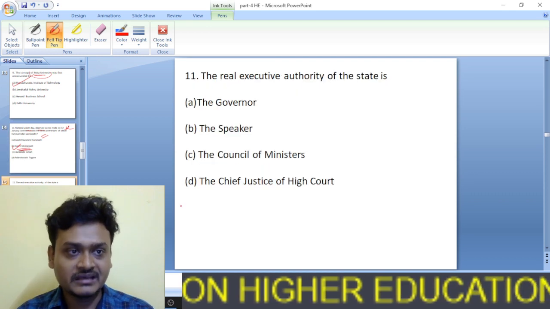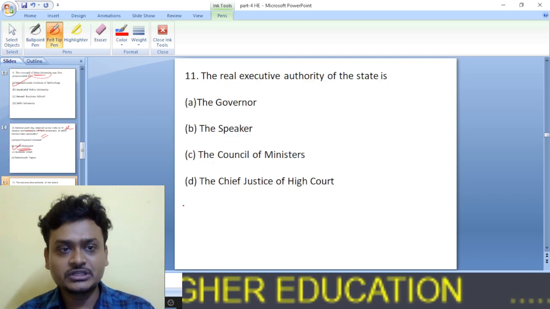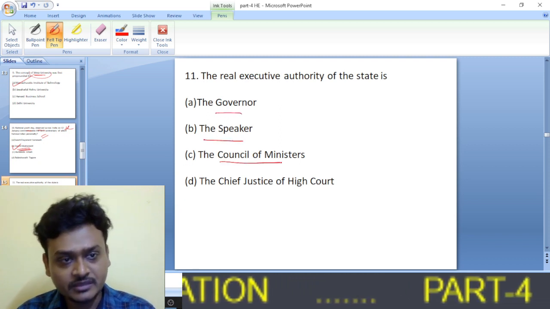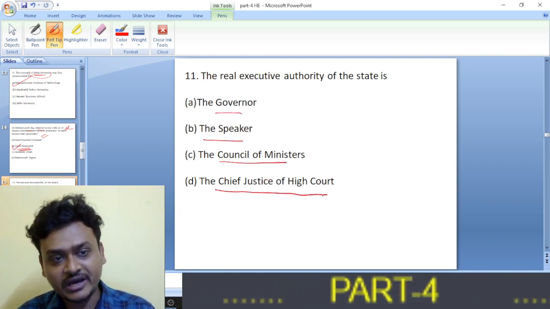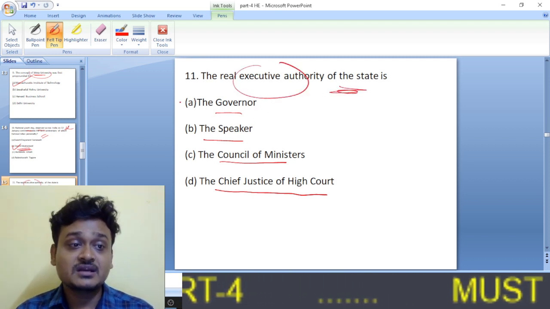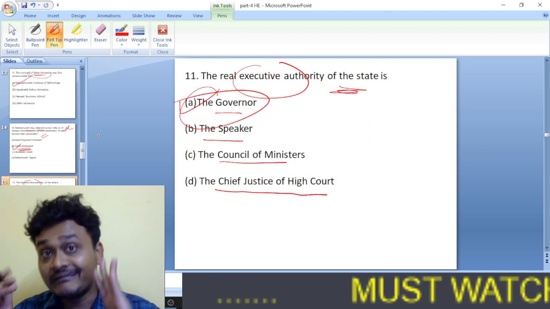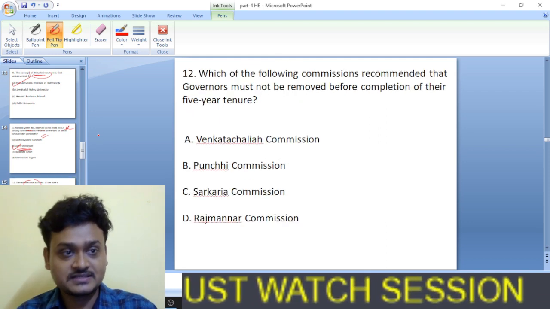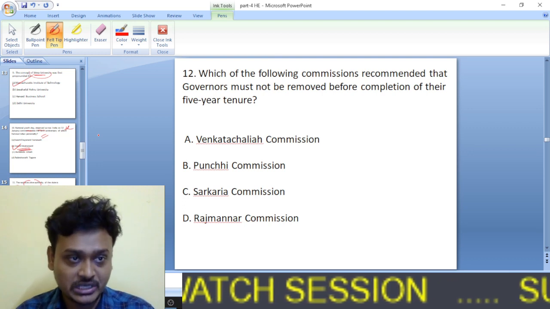Moving to question number 11. The real executive authority of the state is the governor, the speaker, the council of ministers, or the chief justice of the high court. So here, the real executive authority of the state is the governor. The governor is the real executive authority of the state. So here, A is the right option. Moving to question number 12.